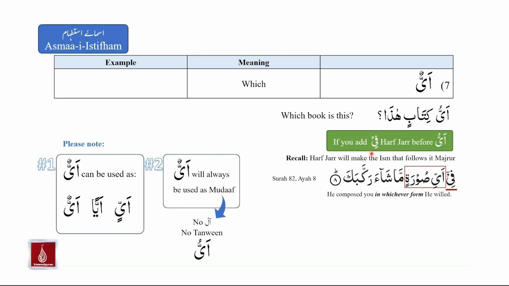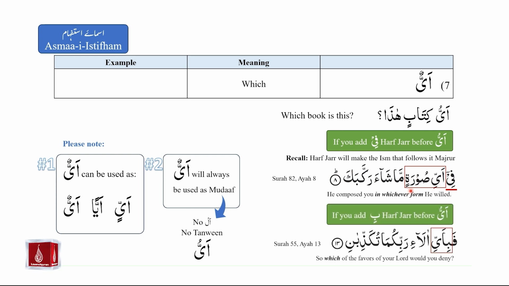If we add fi, which is harf jar, before ayyun, we should recall that harf jar will make the ism that follows it majroor. So if fi is followed by ayyu, it will make ayyu majroor. And an example of that can be seen in Surah number 82, ayah number 8. Fi ayyi suratin. He composed you in whichever form he willed. We see fi harf jar and it is followed by ayyi because it is making ayyi majroor, and ayyi suratin is in the mudaf ilayh construction form.